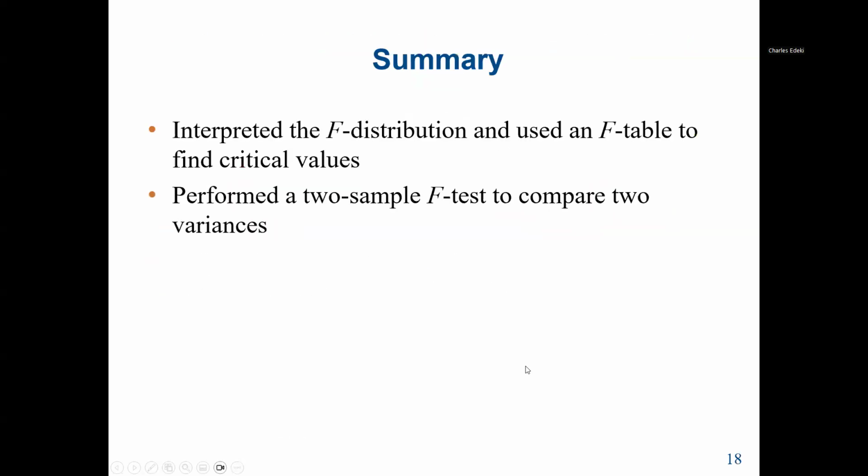So that will be the conclusion of this lecture. Again, in this lecture we first learned to interpret the F distribution, the concept of the F distribution, and also how to find a critical value using the F table. Then we saw two examples on how to perform hypothesis testing for two-sample F tests to compare two variances. Again, see you in the next lectures, and thank you for your time.